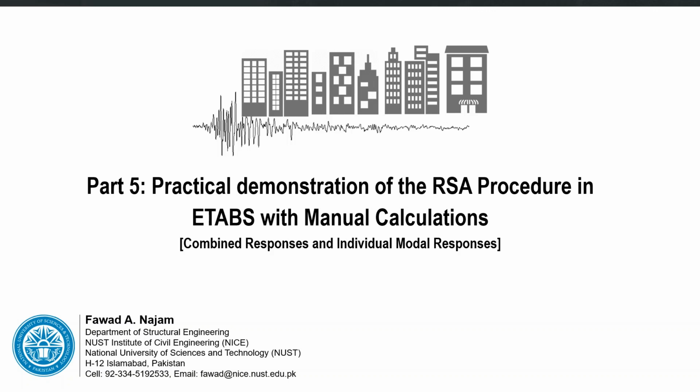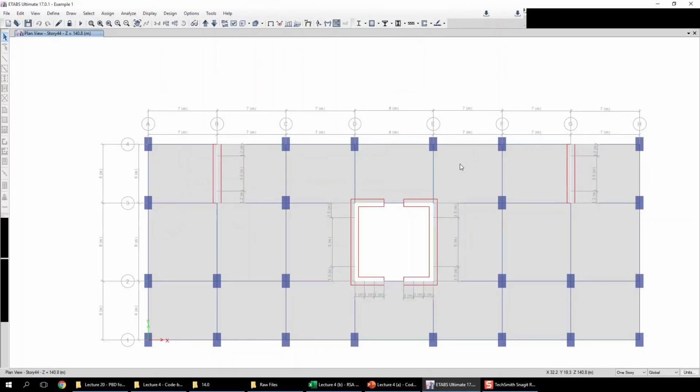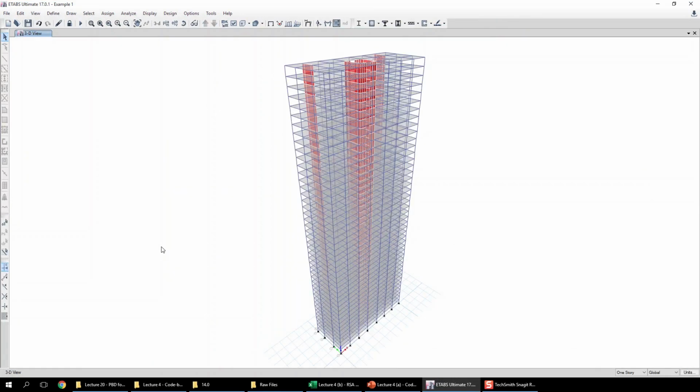So let's start. So here I have a structure which is a reinforced concrete building. It is a 44-story building and it has shear walls and a moment resisting frame also. And I will show you its response spectrum analysis results and how we can separate them to get the individual modal responses. I have kept this example simple so that you can follow, and I have skipped the extra details.